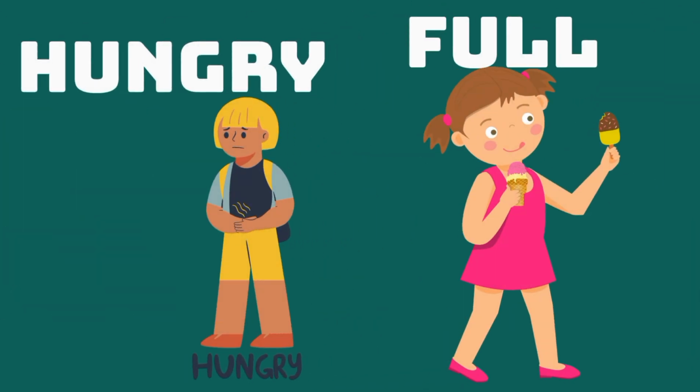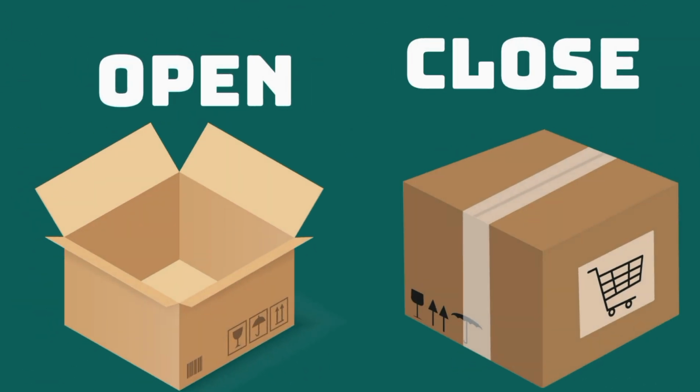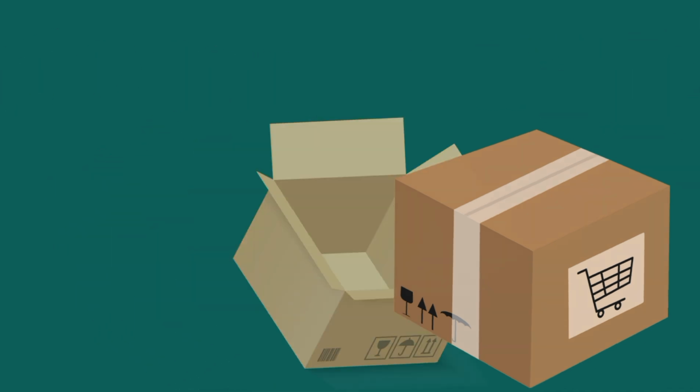Hungry. This child is hungry. And this child's stomach is full. So, my kids, the opposite of hungry is full. Open, close. Open and close. The opposite of open is close.